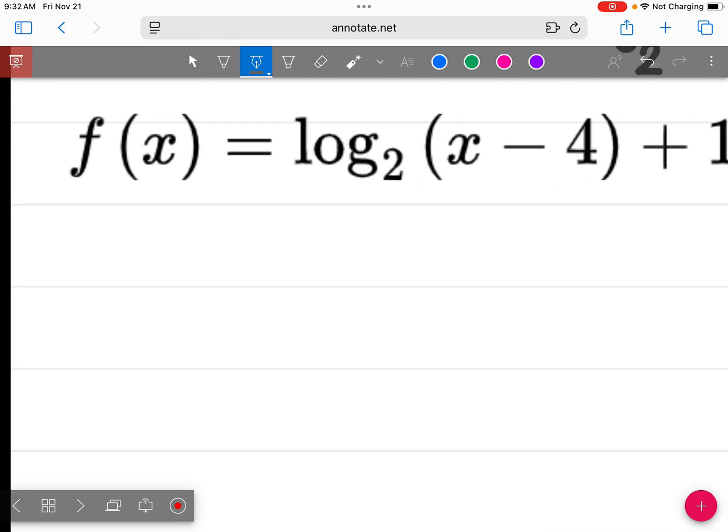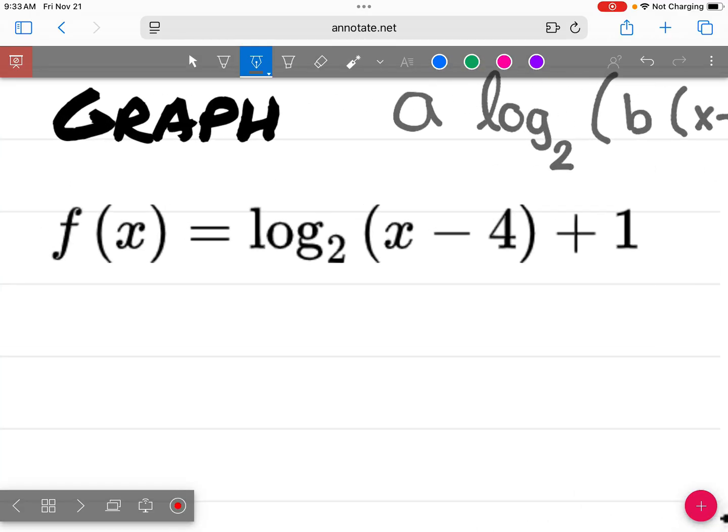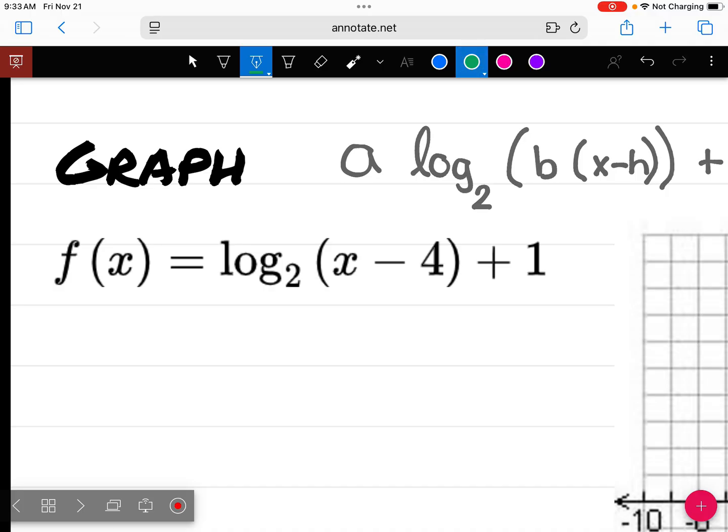So when we're trying to graph these, especially this one where we don't have a B, everything here is familiar pieces. We have A, we have H, we have K. H always has that opposite sign. So our H is inside the parentheses with the X. K is on the outside. So we have here, our H is going to be 4. So we do expect this function to move to the right.